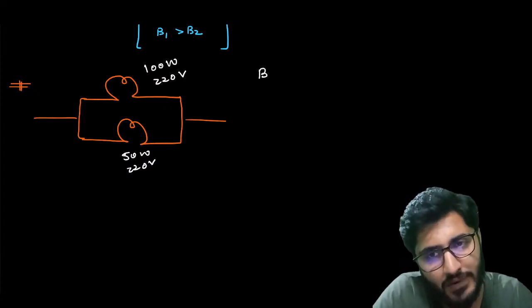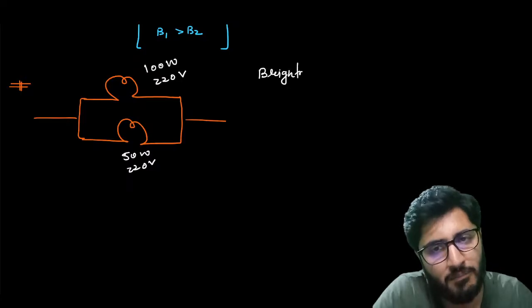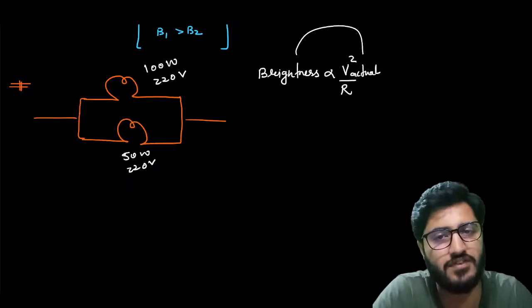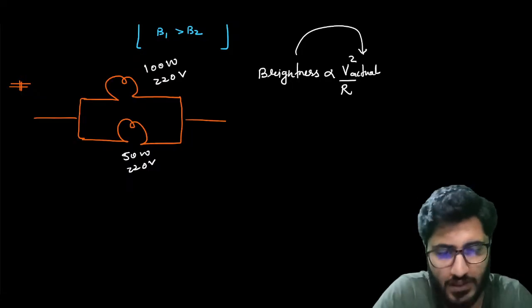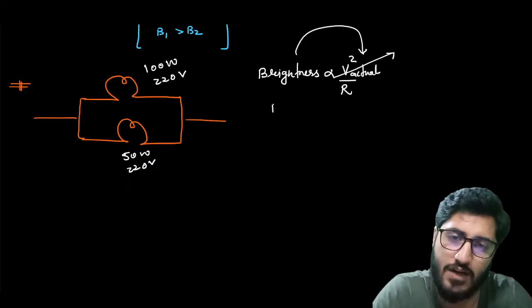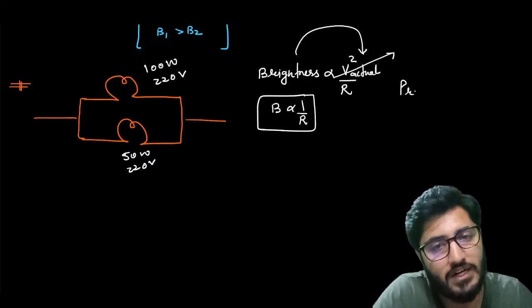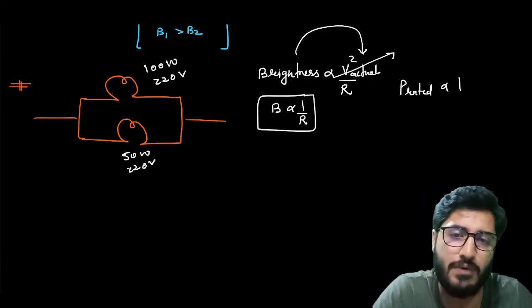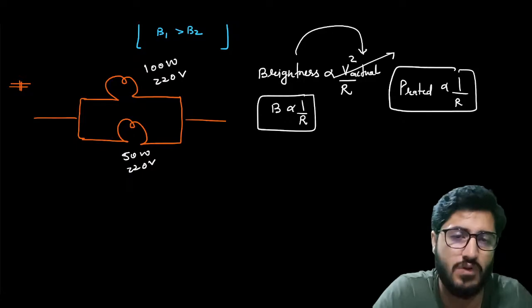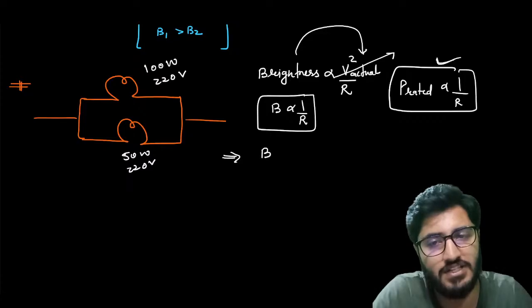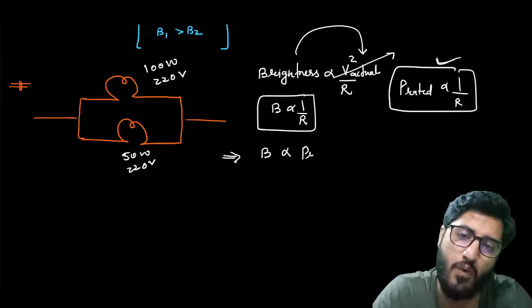So I can write, sir, brightness is proportional to V square by R, but V actual, because brightness depends on the actual values. Done. V is the same. So can I write now brightness is inversely proportional to resistance? This thing we need to know. And rated power is inversely proportional to the resistance. We did this one now, no? Therefore it indicates that my brightness is proportional to the rated power.